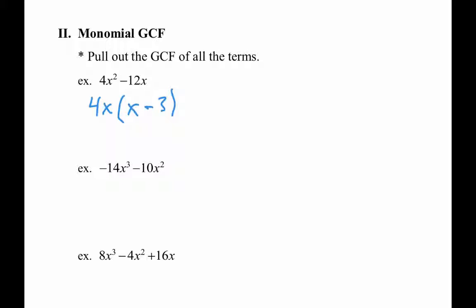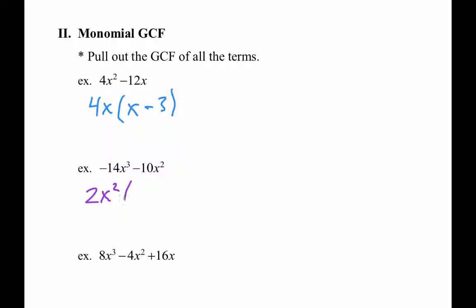For the second one, I'm going to do it in those 2 parts again. I start by saying, okay, negative 14 and negative 10. What could each of those be divided by? I'm going to say a 2, so I'm going to pull out a 2 and write a 2 down. And how many x's can I pull out? This has an x to the third, so 3 of them, x times x times x. This has an x squared, x times x. So they both have at least an x times x, so I'm going to pull out an x squared.